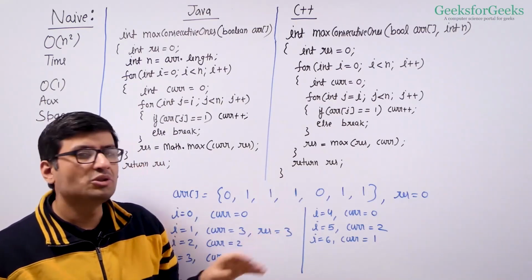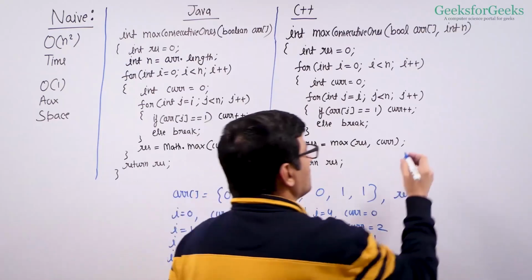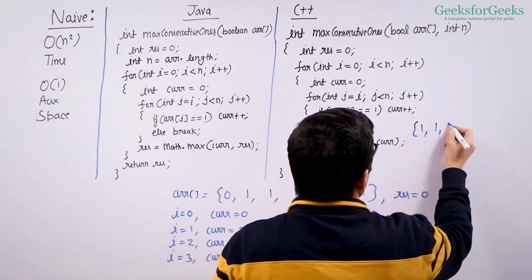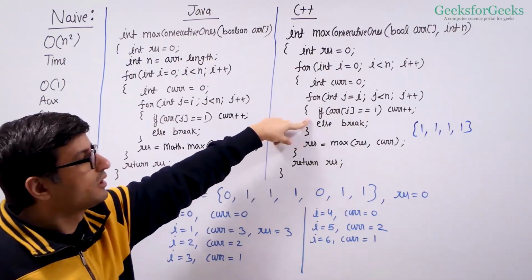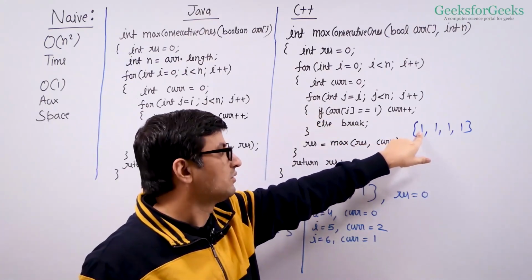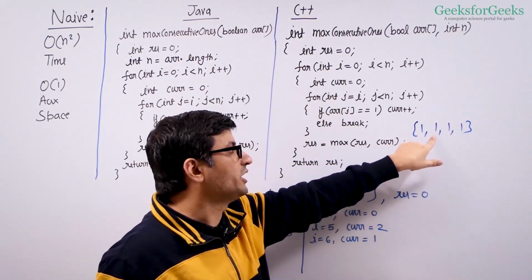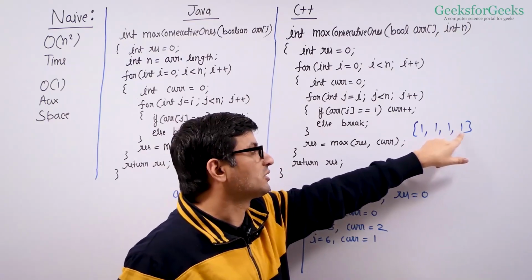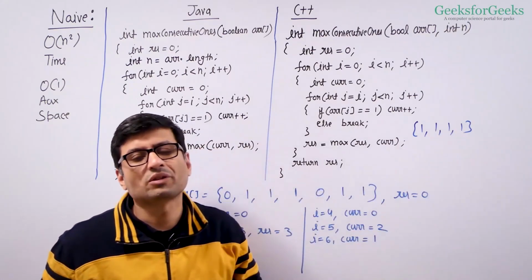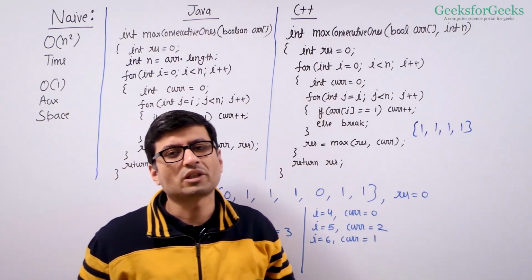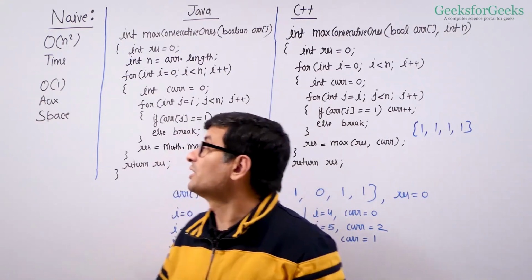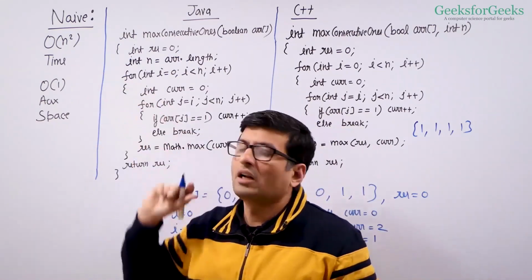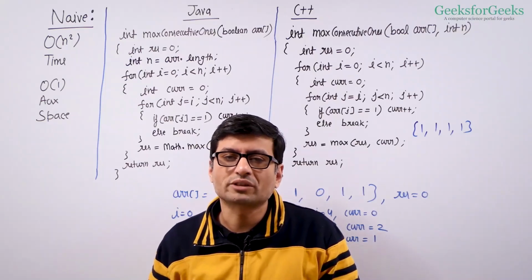Now, what is the worst case time complexity of the solution? The worst case happens when you have all ones. When your input array contains all ones, then your inner loop will run maximum number of times. For this, it will run 4 times. For this, it will run 3 times. For this, it will run 2 times. And for this, it will run 1 time. So we are going to do theta n square work in the worst case. So an upper bound on the time complexity of the solution is big O of n square. And it requires big O of 1 auxiliary space.